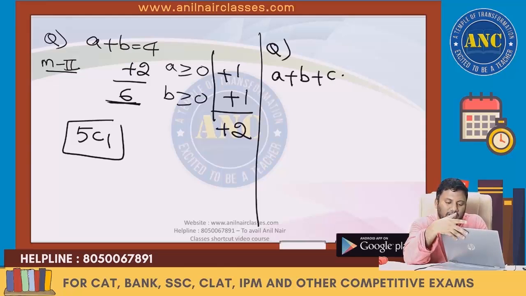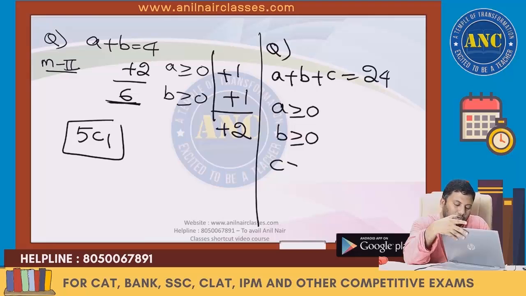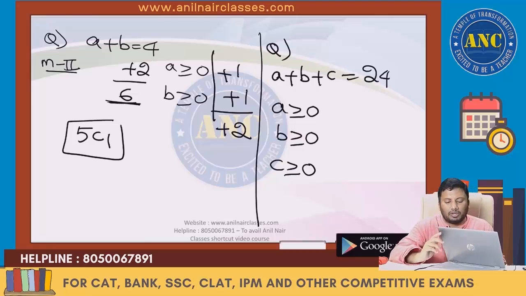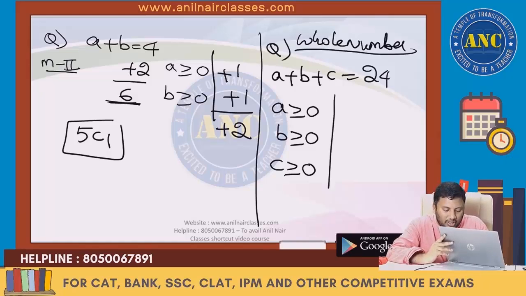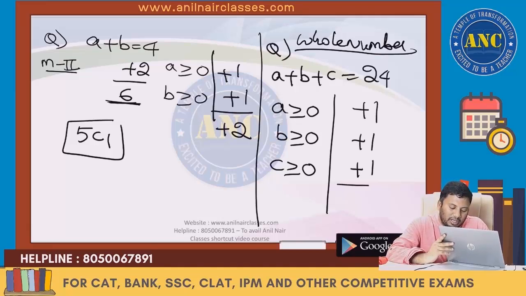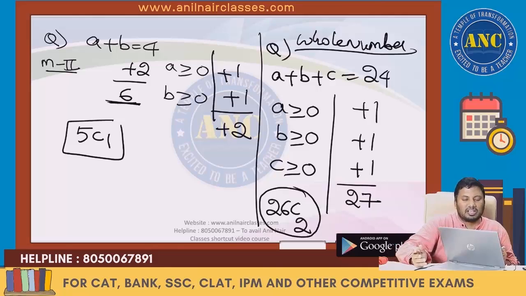A plus B plus C equivalent to 24. A greater than or equivalent to 0. B greater than or equivalent to 0. C greater than or equivalent to 0. If I want whole number solutions, whole number means it is starting from 0, but we know how to solve it when they are starting with 1. Add 1. 1, 1, 1. 24 plus 3, 27. Answer is 26C2.